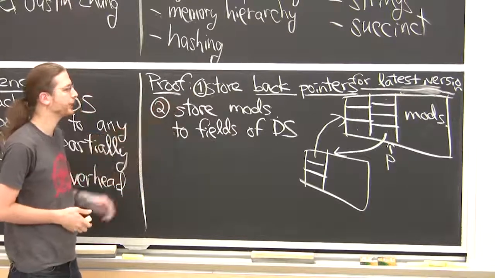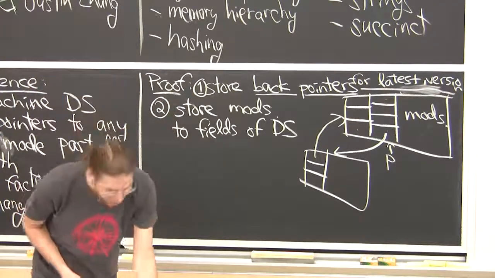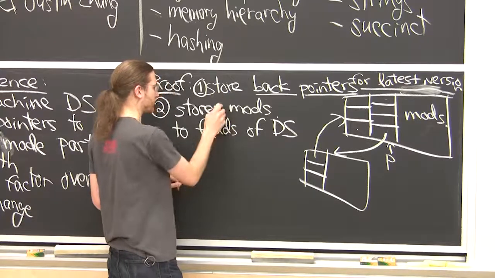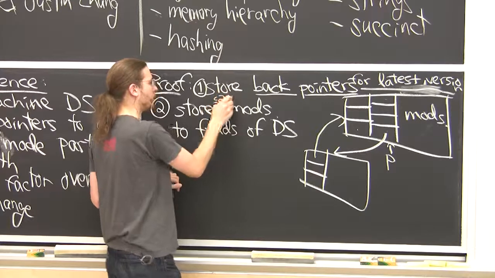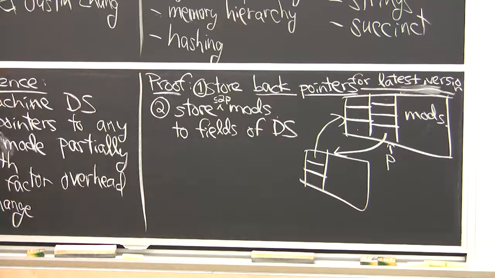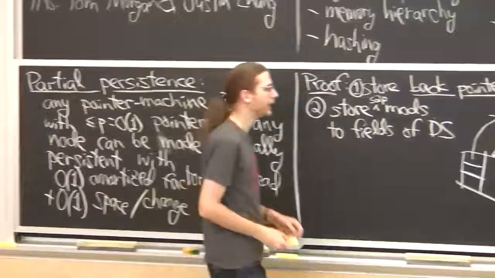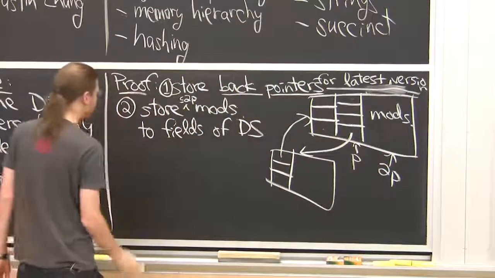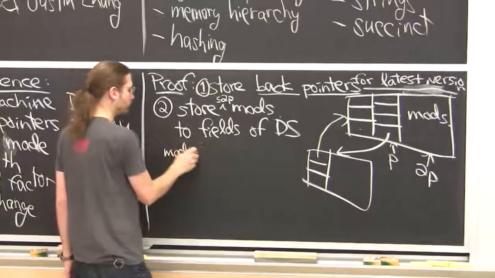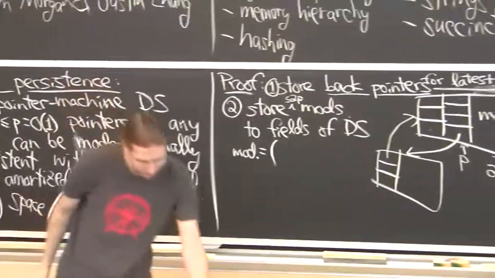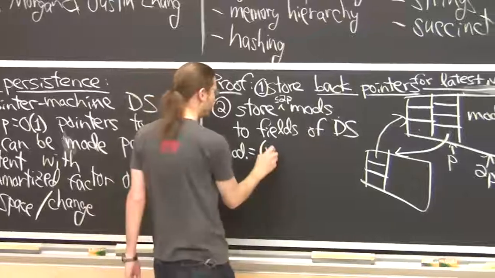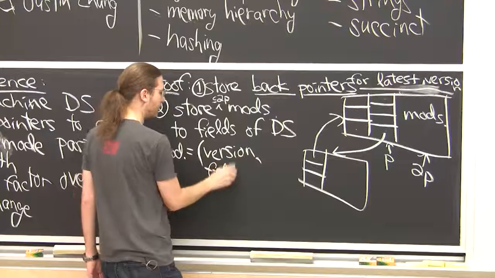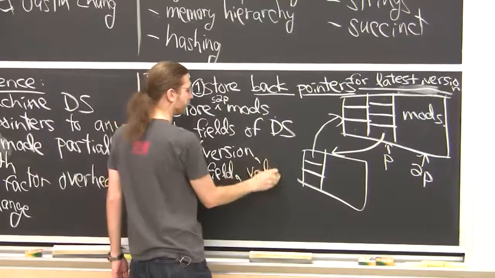Then the idea is to store these modifications. How many modifications? Let's say up to 2p. p was the bound on the in-degree of a node, so I'm going to allow 2p modifications over here. And what does a modification look like? It's going to consist of three things: the version in which something was changed, the field that got changed, and the value it got changed to.